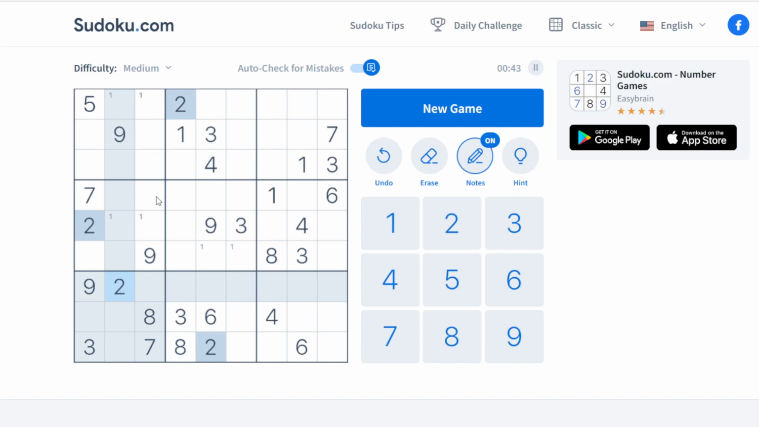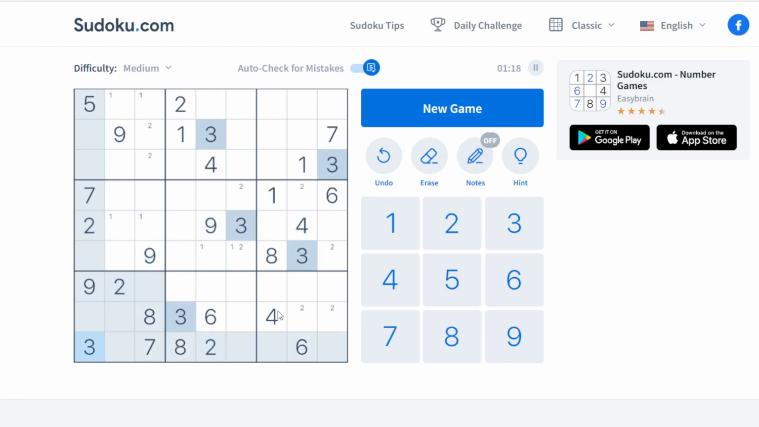For the 2's, we know that the 2 can be here or here, or it can be here or here. In this column, it can be here or here. And over here, we can actually say it's in here or here, because these are both ruled out. Otherwise, I don't think there's anything else we can detect, so we'll move on to the 3's.